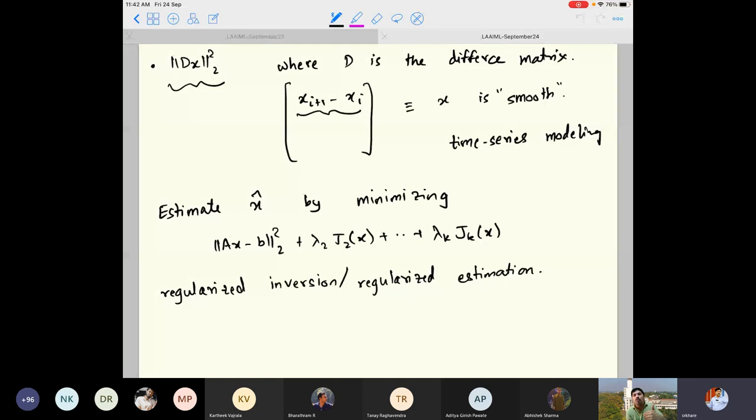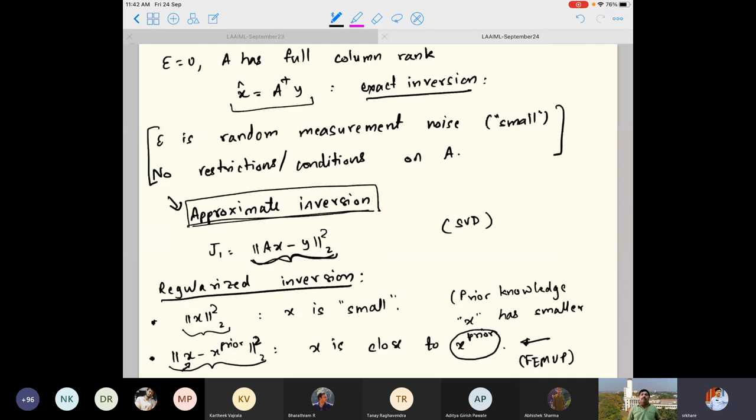Or X be a smooth vector. If you have a time series interpretation in X, then X be a smooth vector, because that is what you really want. So these are different types of applications that demand different additional objectives apart from this J1, which is minimizing distance between AX and Y. Is that okay? Yes, sir.